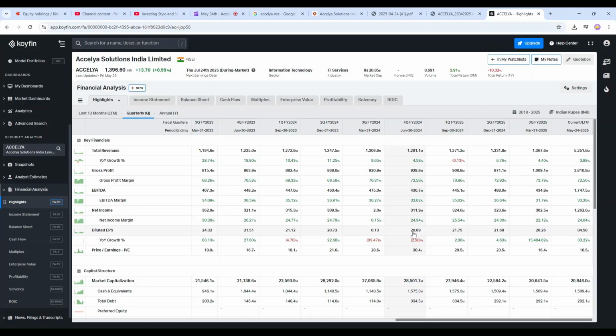So it makes about 21 to 22 rupees of EPS every quarter. So in 4 quarters, it will be earning 84 rupees. And if it can sustain that, then in 10 years, it will still double from the current range. So 10 years from now, it will be earning 160 rupees per share for 1 year.